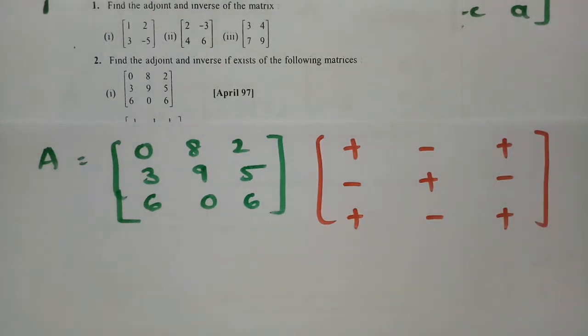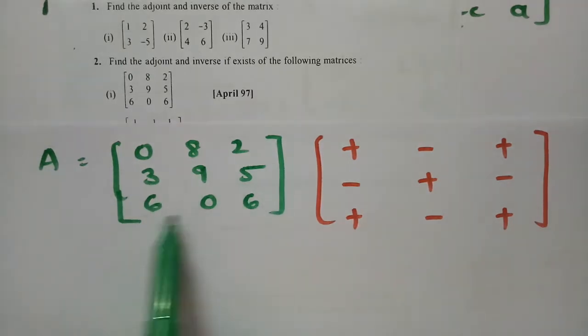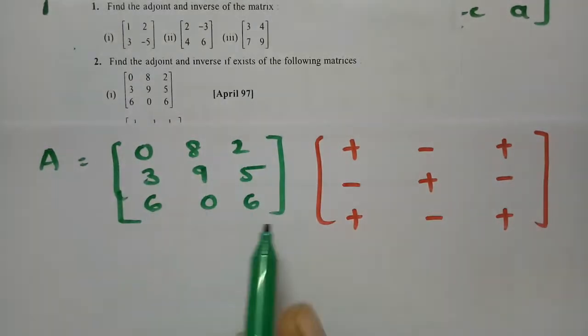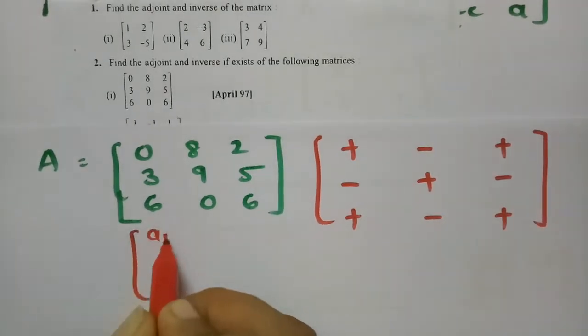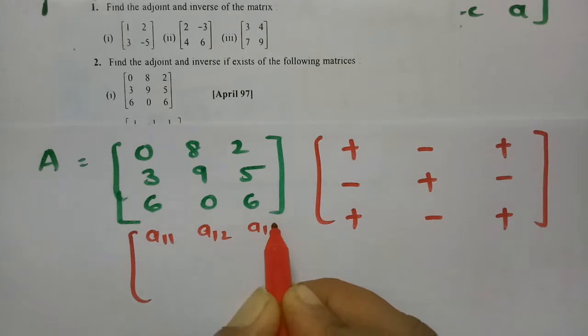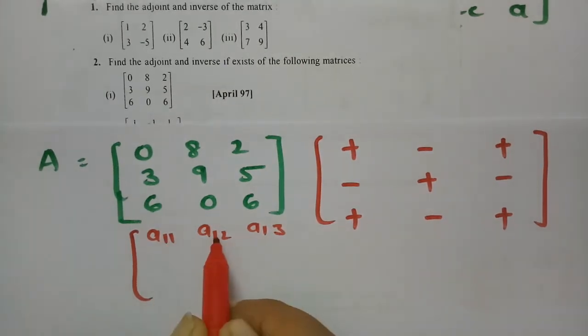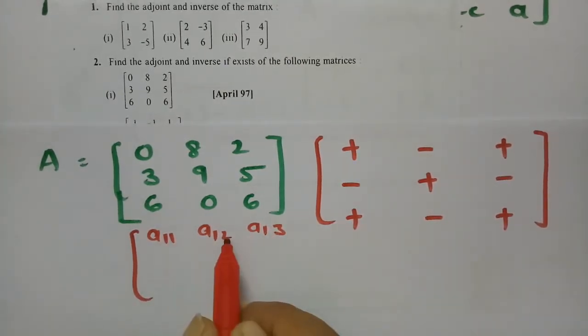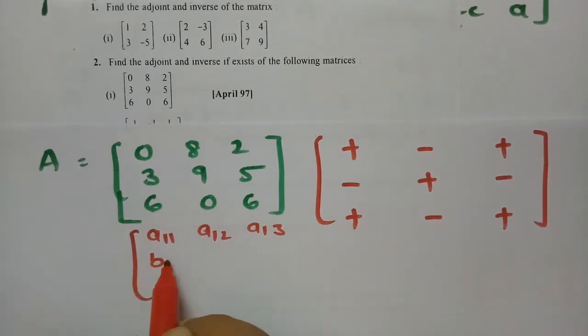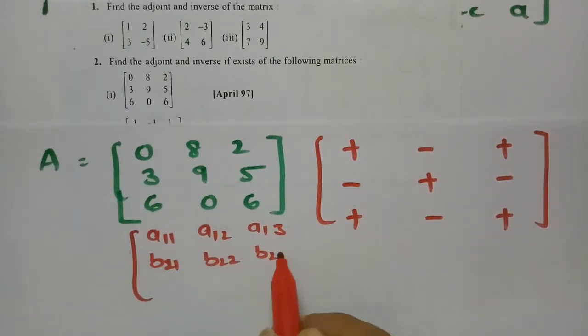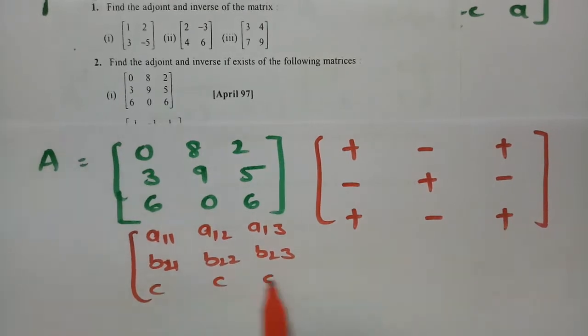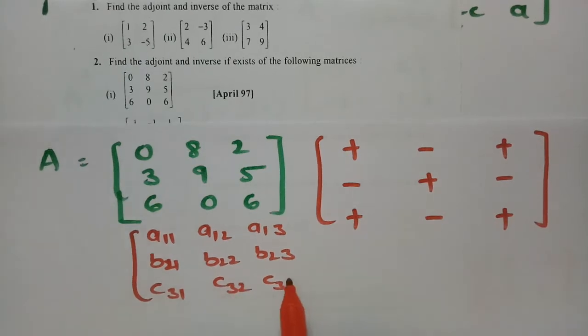Here this is row 1, row 2, and row 3, and this is column 1, column 2, and column 3. If you compare, this will be A11, this is A12, and this is A13, the first row with first, second and third column. This is an element of the second row, with first, second and third column. And this is from the third row, with first, second and third column.